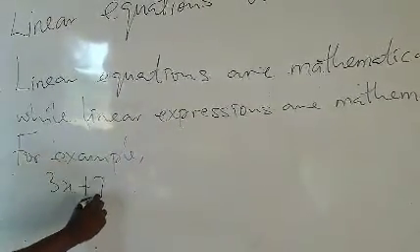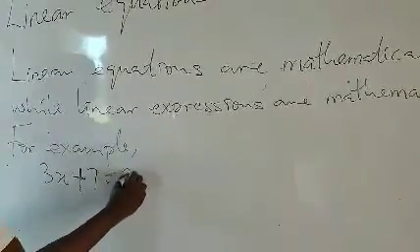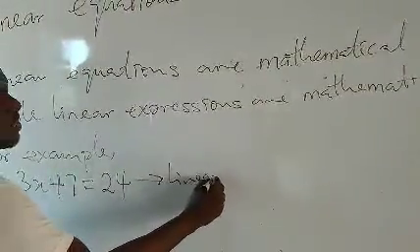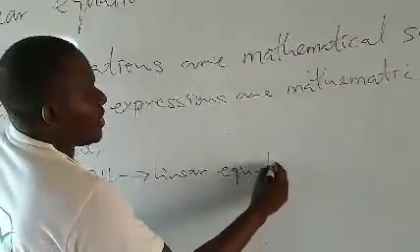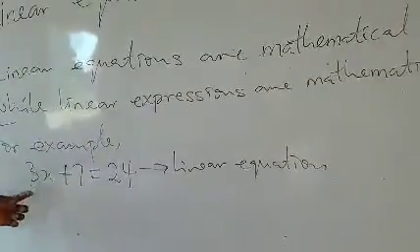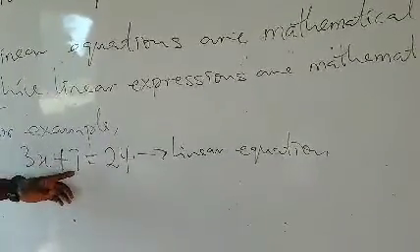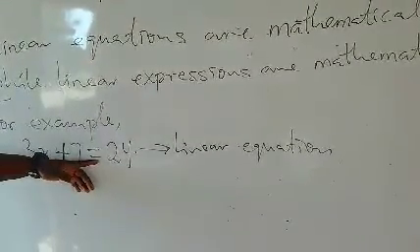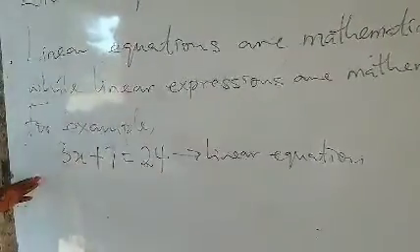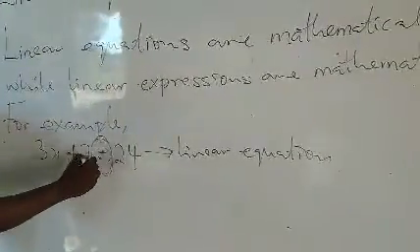For example, let's use this one: 3x plus 7 is equal to 24. This is a linear equation. It means that 3 of x added by 7 will give us 24. That means a complete statement. That's what makes it a mathematical equation, because it involves an equal sign.